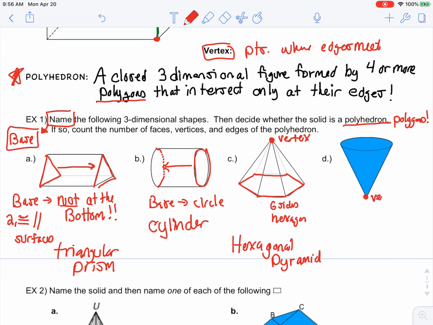And then the last figure, once again, we see everything meets at this one point, this vertex. So look across from that vertex. Here's our base. If our base is a circle, this one is then called a cone.